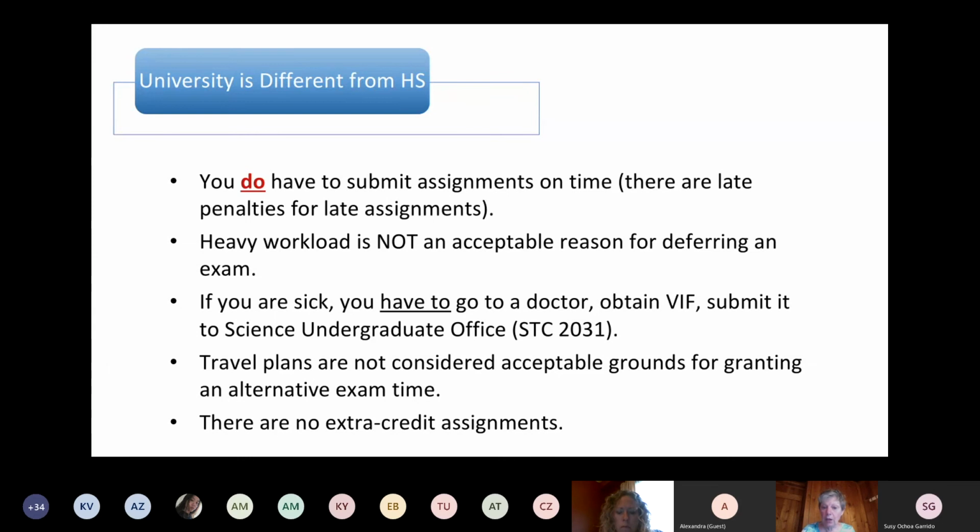Finally, travel plans are not an acceptable reason for having a different exam time. So at near mid-October, the exam schedule will be released. You should take note of when your exams are offered. And the exam period is a time when you cannot travel.